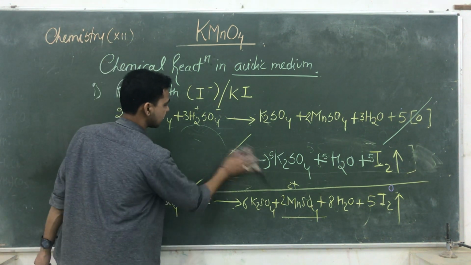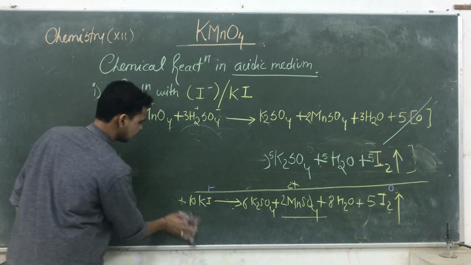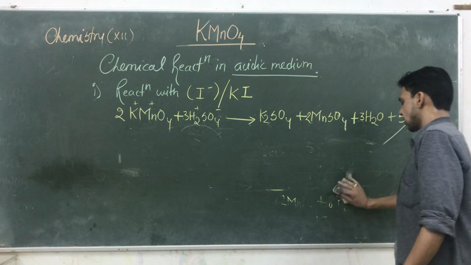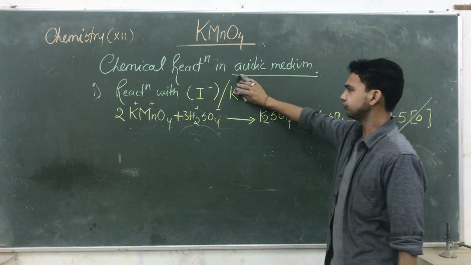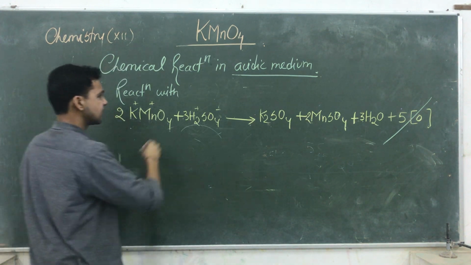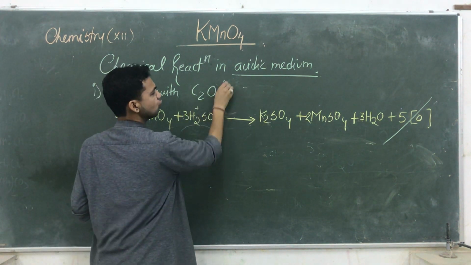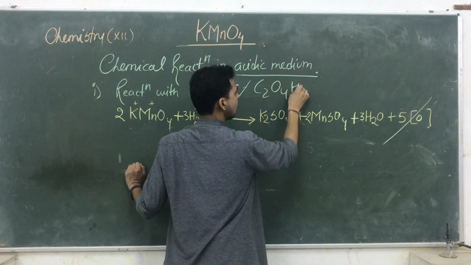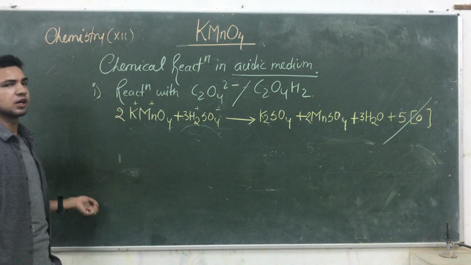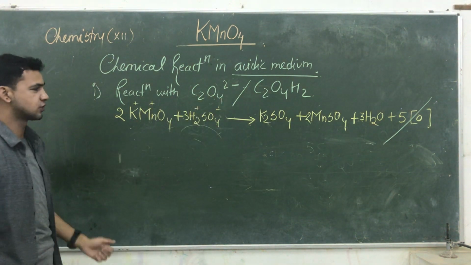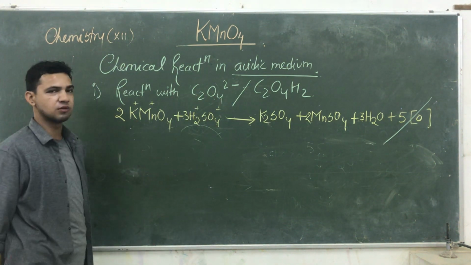First step आपका same रहेगा इसमें भी. The reaction with the oxalic acid. See, in case of oxalic acid, आपको या तो oxalic acid इस तरह से दिया जाएगा C2O4 2- या फिर आपको दिया जाएगा पूरा C2O4H2. Okay, so don't be confused. That is C2O4 2- and C2O4H2. So the first step always remains same.